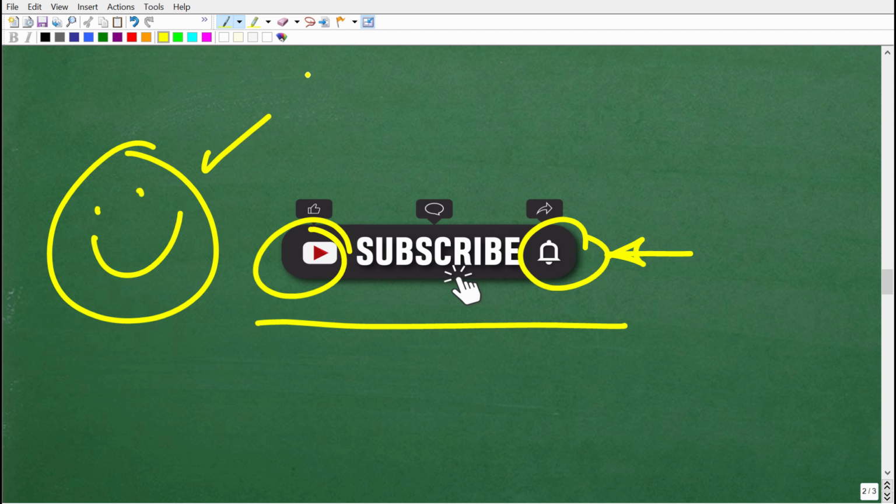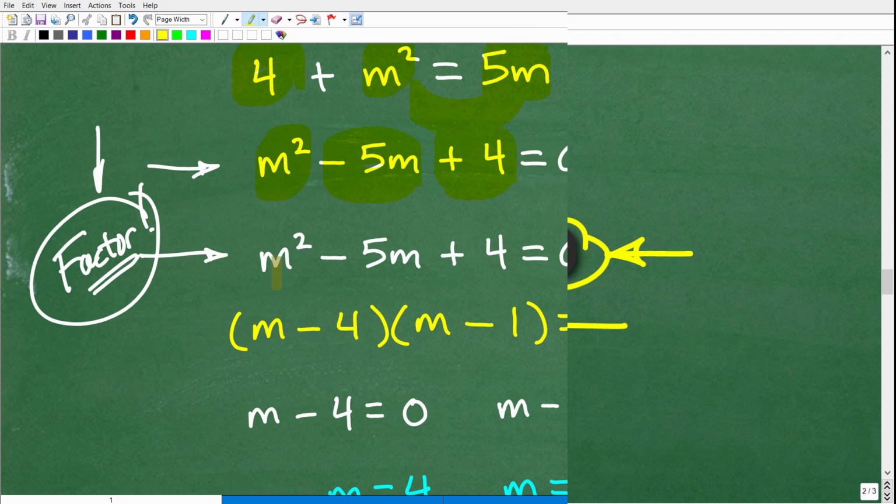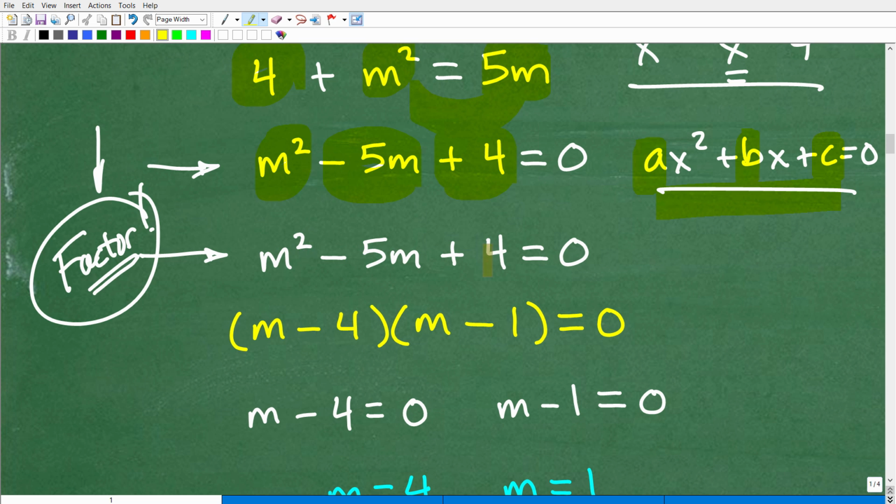All right, so let's get back to the problem. M squared minus 5m plus 4. If I told you, here's the problem, factor the trinomial, or can the trinomial be factored? The factors are this, m minus 4 times m minus 1.